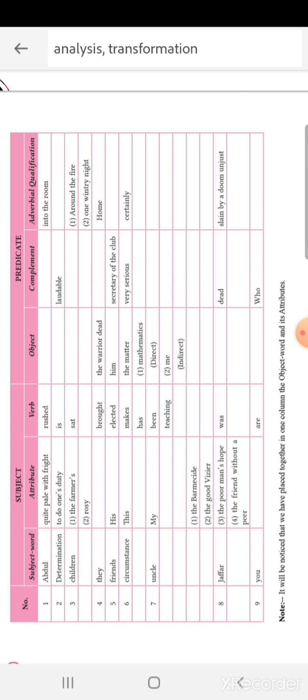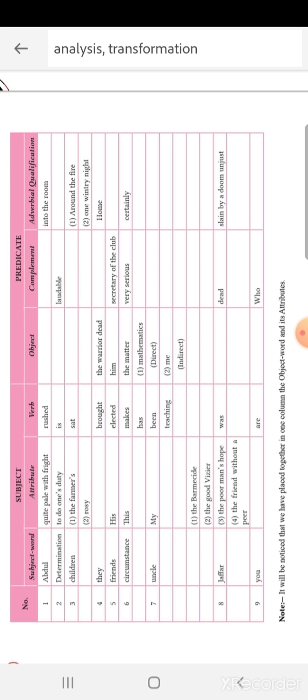You can see in the first sentence, Abdul, quite pale with fright, rushed into the room. Abdul is the subject word, and quite pale with fright is the attribute. How was he feeling? He was pale with fright. So quite pale with fright is the attribute of this subject word Abdul. Rushed into the room is the predicate. It has a verb, rushed, but it doesn't have any object or complement; it does have an adverbial qualification.